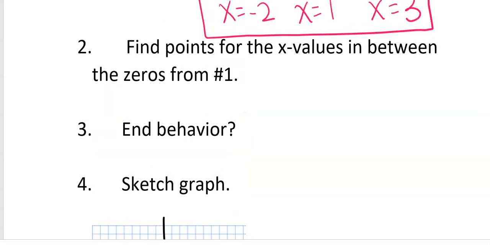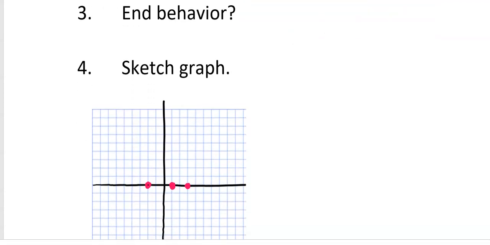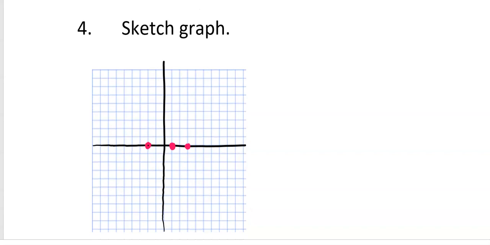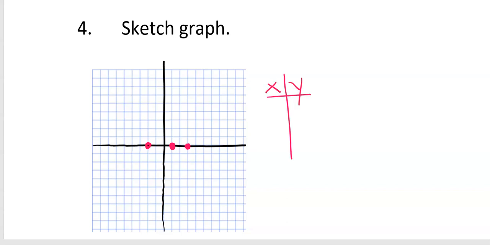Next, step 2 says find the points for the x values in between the zeros from number 1. We already know what's going on to the left of negative 2. We are going to know in a minute what goes on at the right. So we are concerned with the ones in between. So we need to pick a point between negative 2 and 1. You can do this in a little XY table if you'd like. I like to go with something that's about halfway there. But I'm going to choose either 0 or negative 1. So let's go with negative 1.